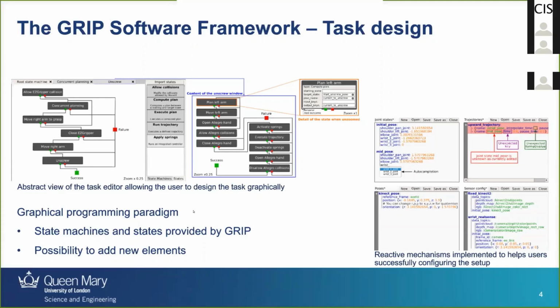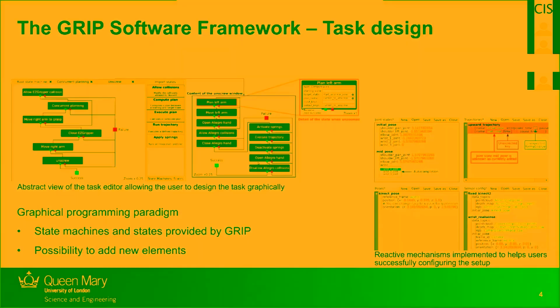So GRIP features a set of state and state machines that you can already use, but you can also add new elements, and the whole documentation is there to help you through these steps.